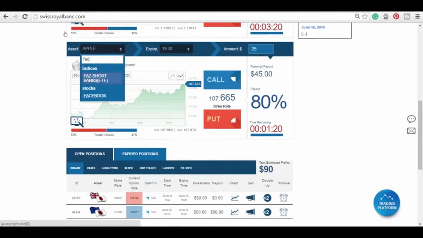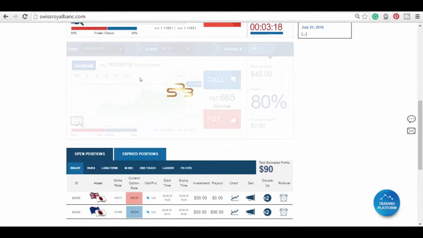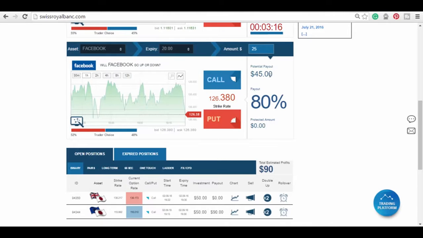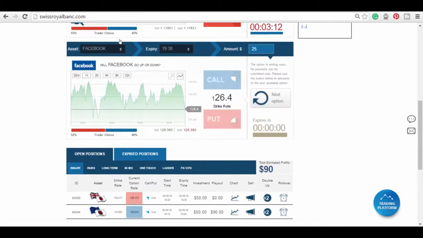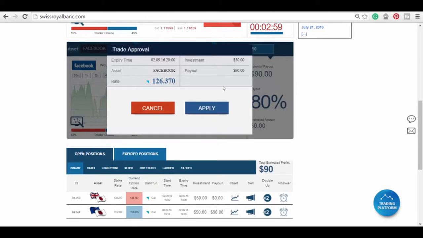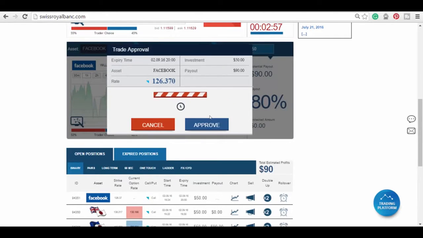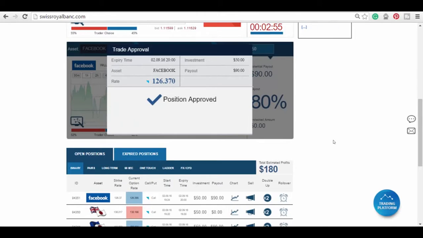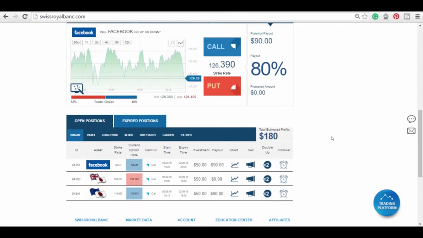The next one is Facebook. Let's see how Facebook is. Wow, it has dropped so much. It's still dropping, so it's a good time to buy Facebook. And it's a call signal, but the expiration that's available is only at 20, which is fine. Okay, this is our trade number 3, Facebook.